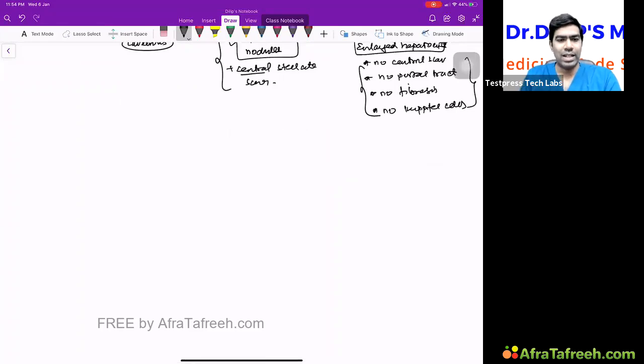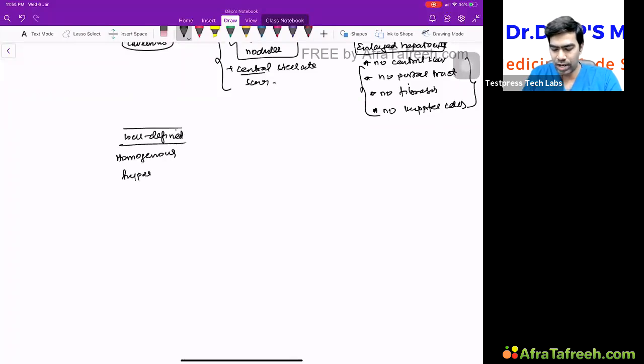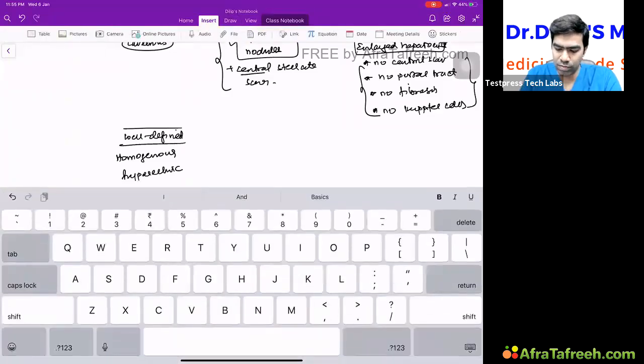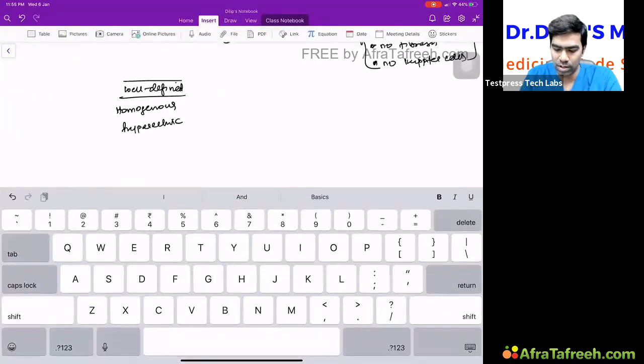So what are you going to see in ultrasound? In ultrasound you can easily find out. So usually it will be a well demarcated or well defined mass in ultrasound. It's very clearly seen. At the same time, it will have a homogeneous appearance and it will be hyperechoic in nature. And this appearance of hemangioma is really, really important.